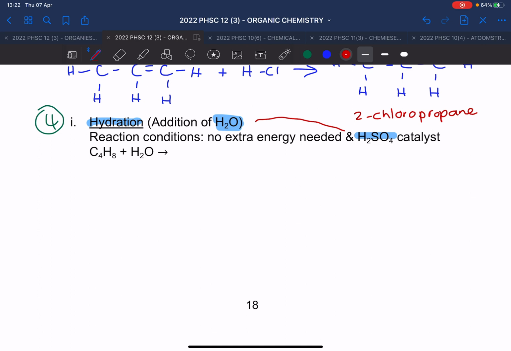Okay, so those two go together. Water and sulfuric acid. So sulfuric acid here acts as a catalyst, and there is no extra energy. You don't need to heat it up or stir it or anything like that, because addition reactions want to happen. It happens spontaneously. Okay, so here we have butene.